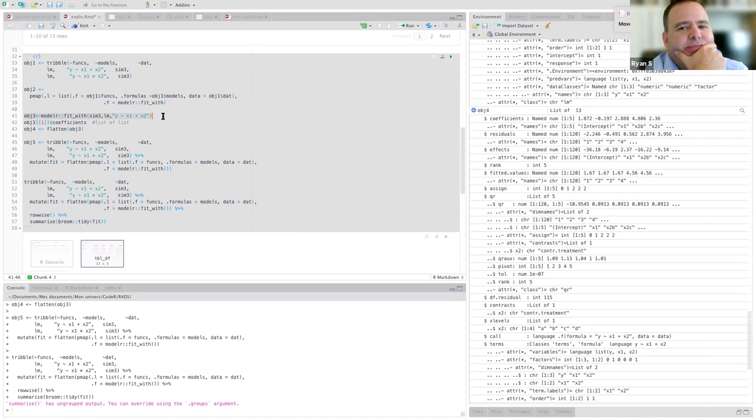I found it very interesting to try to understand what was happening, because we know all the code. We know flatten, we know pmap, we know all the words, but it doesn't mean that we know how to use them all together.